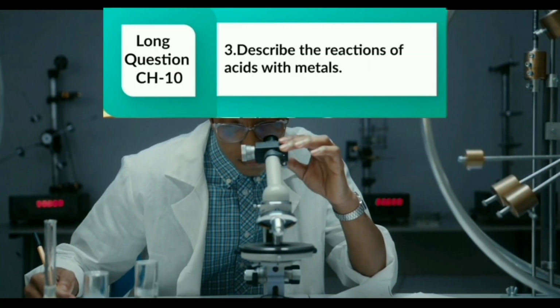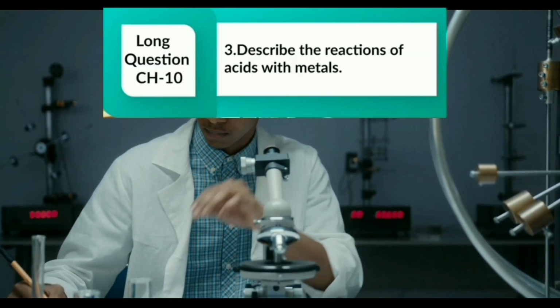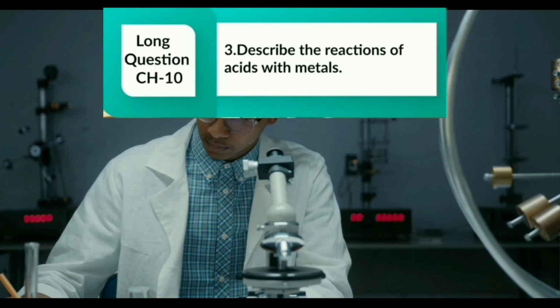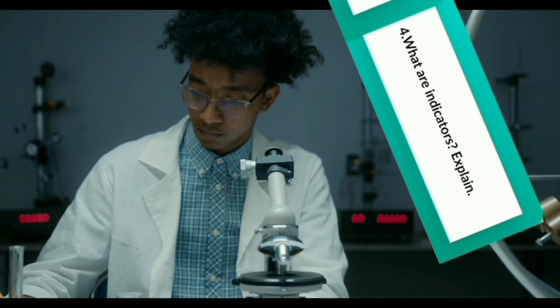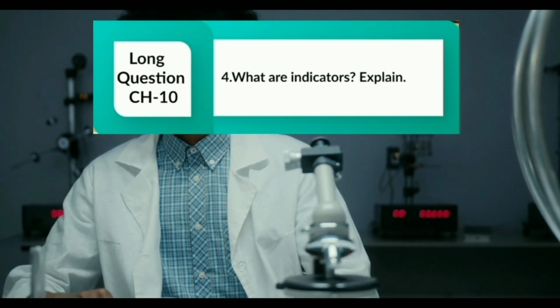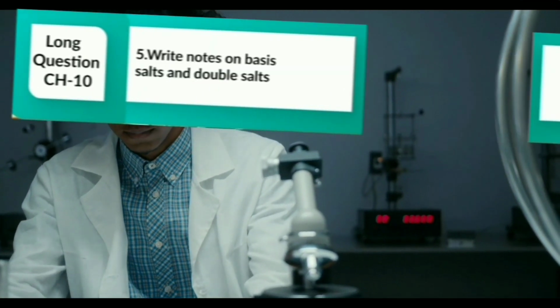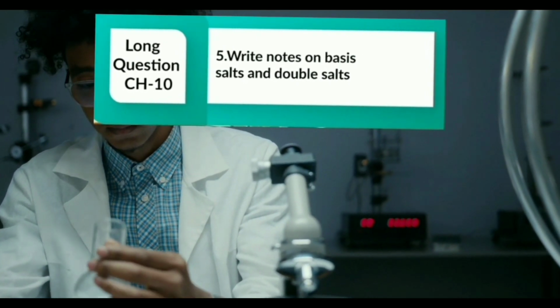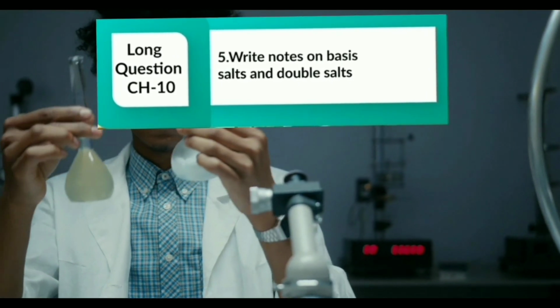Third long question is, describe the reaction of acids with metals. Fourth question is, what are indicators? Explain. Last long question is, write notes on basic salts and double salts.